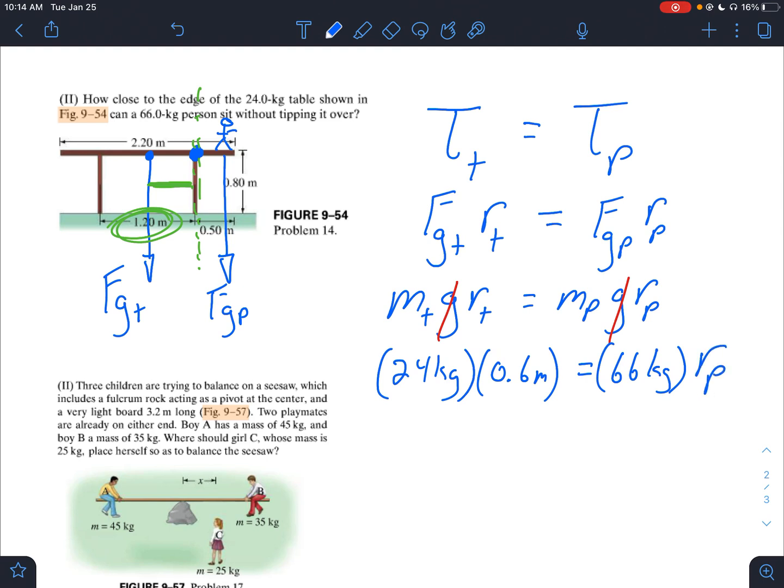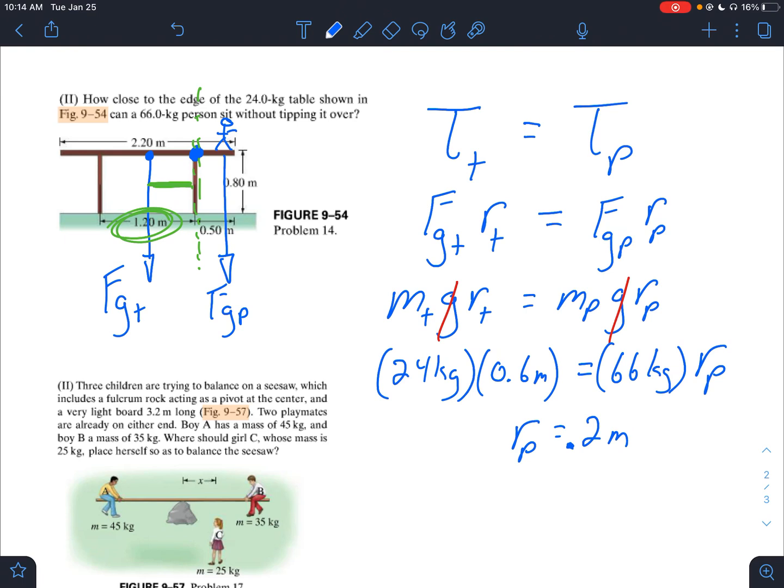So we plug that into a calculator, and we get about 0.2 meters. It's 0.218, but we'll just round to 0.21 or 0.2.